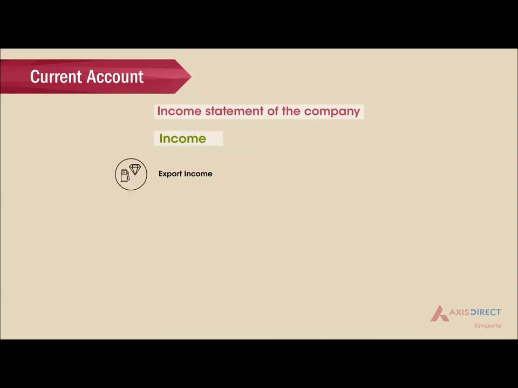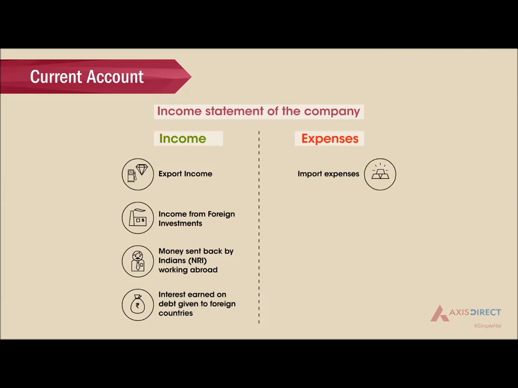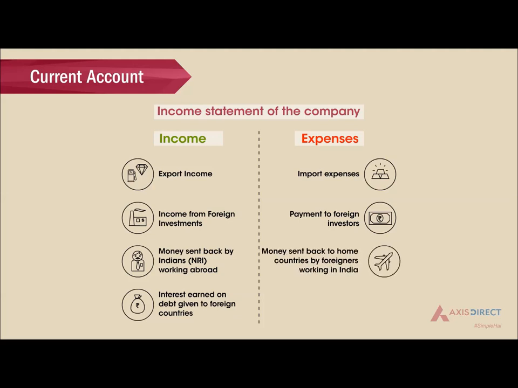Now, let us take a look at the current and capital account components. Current account looks similar to income statement of the company, where income components are export income, income from foreign investments, money sent back by Indians working abroad, and interest earned on debt given to foreign countries. All this when deducted by expense components, which include import expenses, payment to foreign investors, money sent back to home countries by foreigners working in India, and interest paid on debt taken from foreign countries.